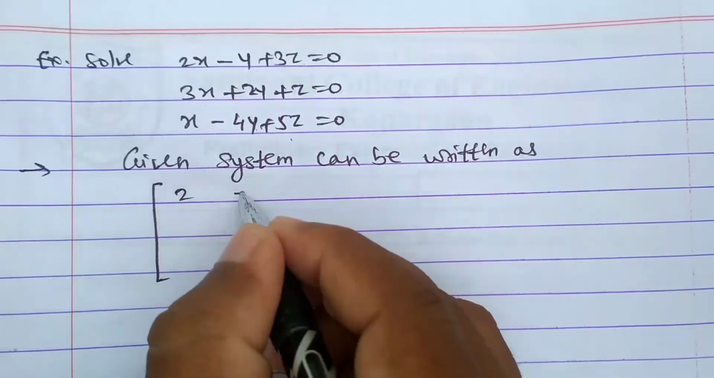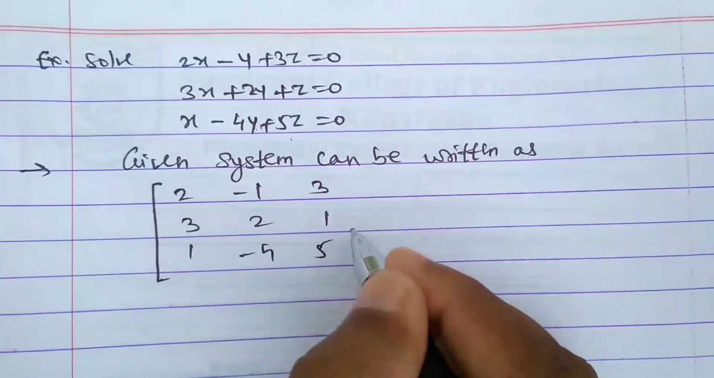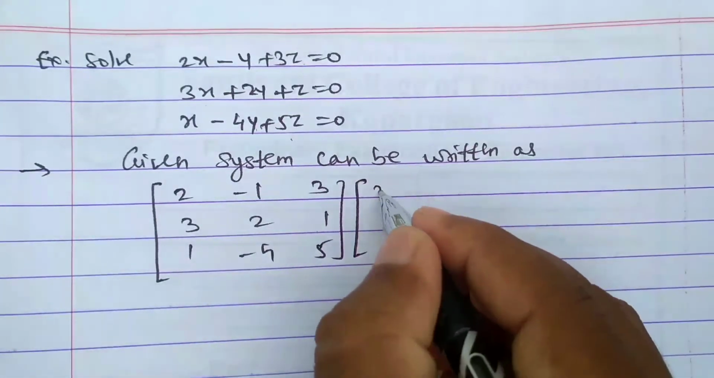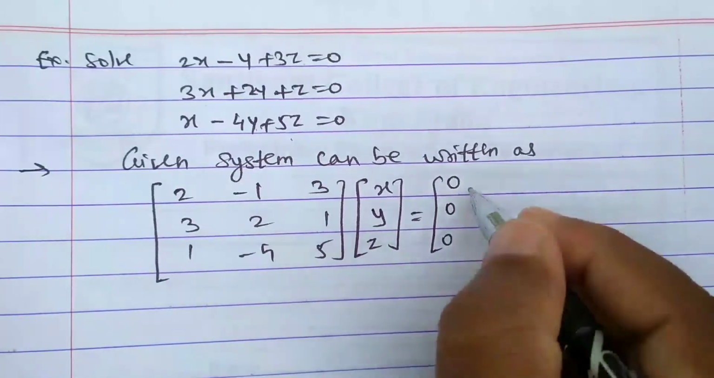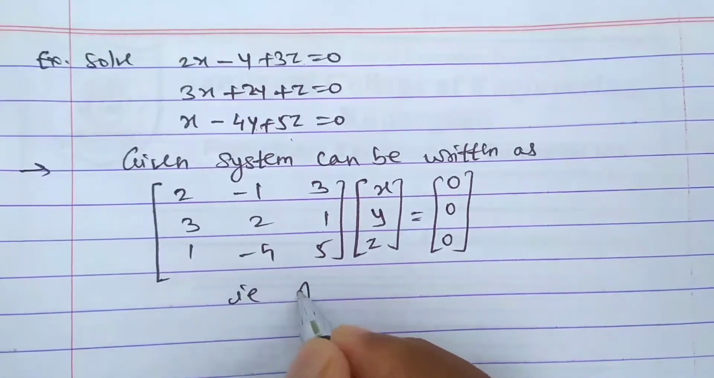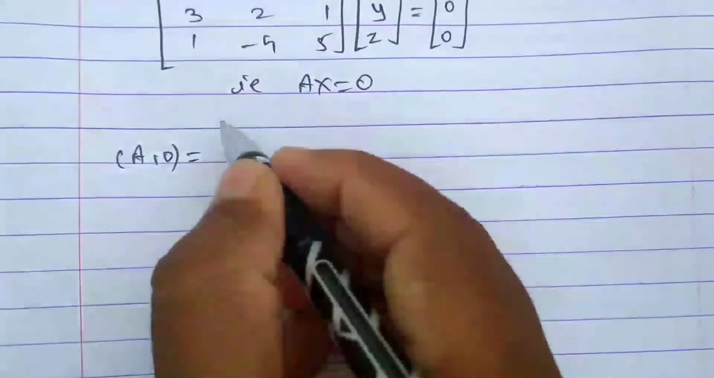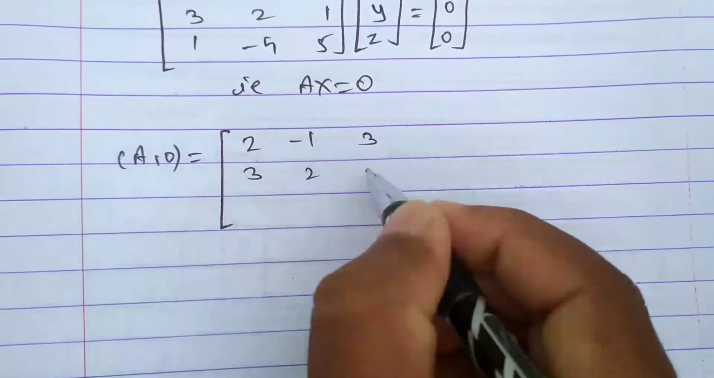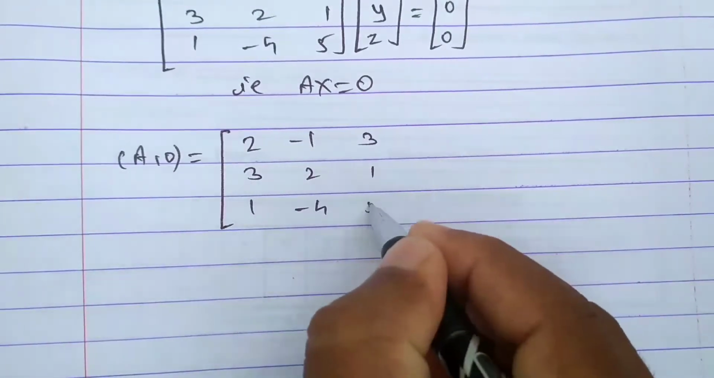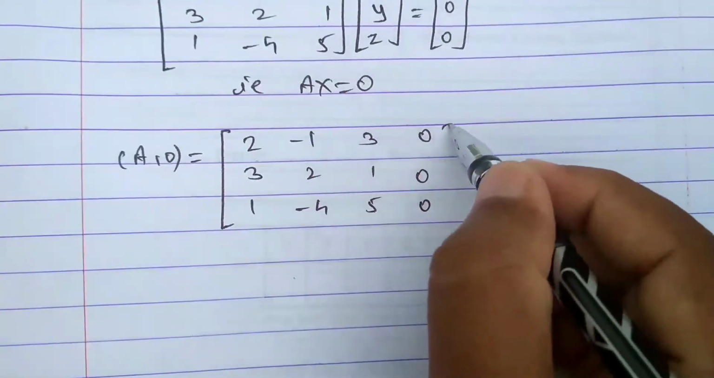matrix of coefficients 2 minus 1 3, 3 2 1 and 1 minus 4 5, multiplied by the matrix of unknowns x y z, equals the right hand side values 0 0 0. That is AX equals the 0 matrix. So what is the augmented matrix A comma 0? The augmented matrix A comma 0 is given by 2 minus 1 3, 3 2 1, 1 minus 4 5 and one extra column of 0 matrix.